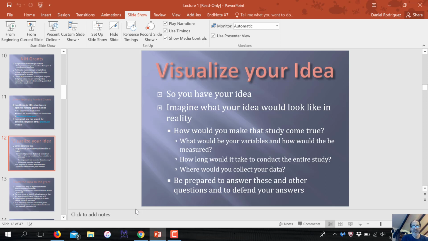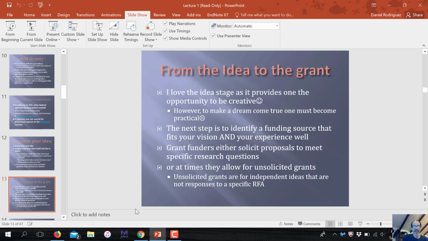So you visualize your idea first. That's the most important thing. Imagine what the idea would look like in reality. What would be your variables and how would it measure? You start with, of course, a research question of some sort. How long would it take to conduct your entire study? Where would you collect the data? All this information should be running through your head. This is my favorite part of the grant writing process, because this is actually where you have all the creativity.